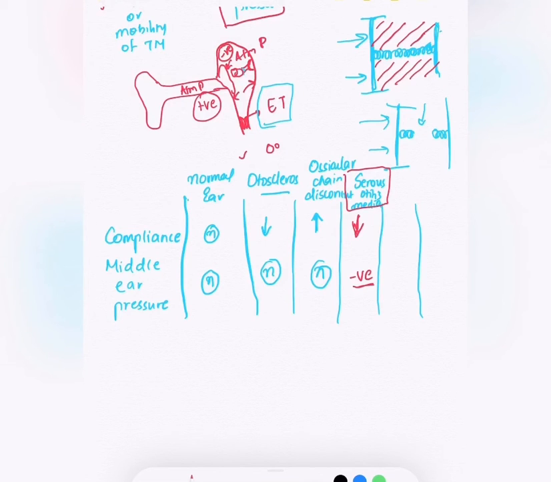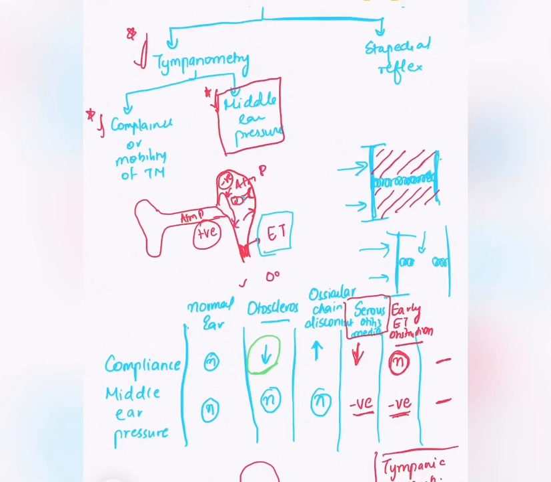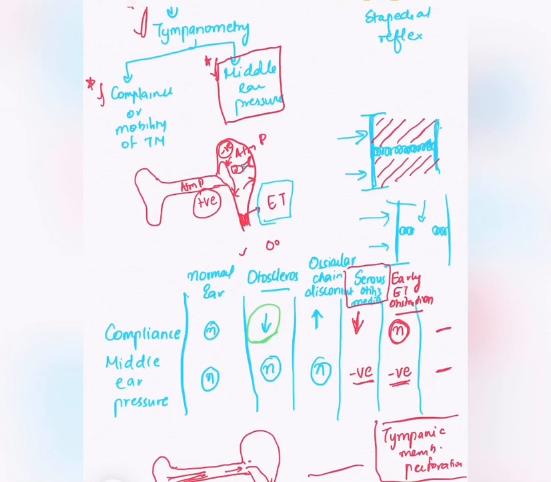Next is early eustachian tube obstruction. So the fifth one is the early eustachian tube obstruction. What happens in the early eustachian tube obstruction is that the pressure becomes negative because the air gets absorbed, but the middle ear is not yet filled with fluid.